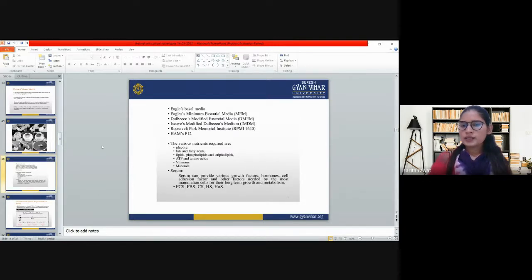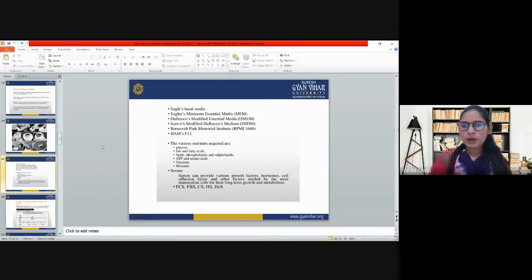Now, Eagle's basal media, Eagle's minimum essential media, Dulbecco's modified essential media, Iscove's modified Dulbecco media, Roswell Park Memorial Institute and HAM F12. The various nutrients required are glucose, fats and fatty acids, lipids, phospholipids, and sulfolipids, ATP and amino acids, vitamins, and minerals.